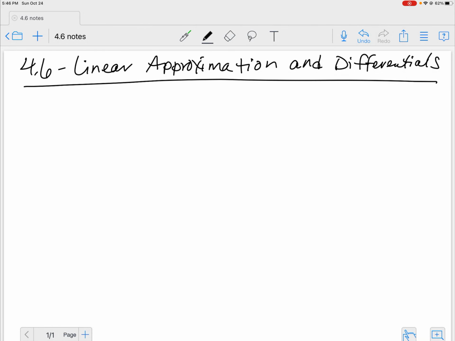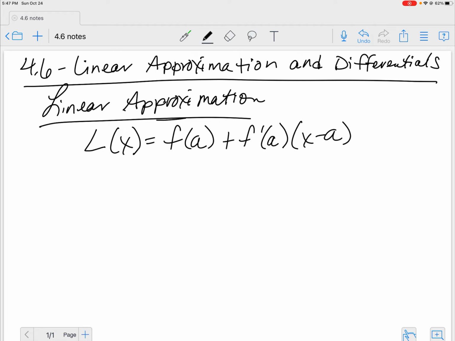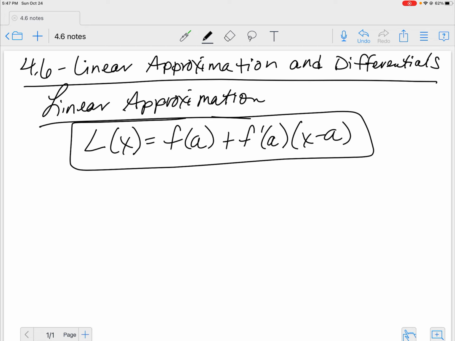All right, let's talk about linear approximation and differentials. With linear approximation, we're just going to scratch the surface of this. It's literally exactly what it says. A linear approximation is going to be this formula: capital L of x is equal to f of a plus f prime of a times x minus a. Now tell me what that looks like.